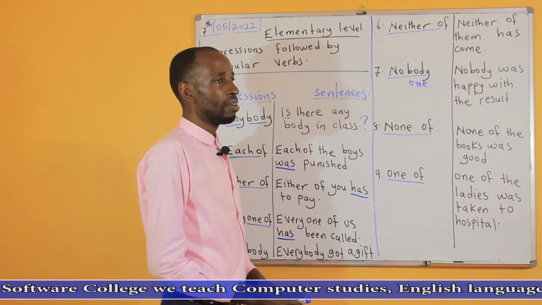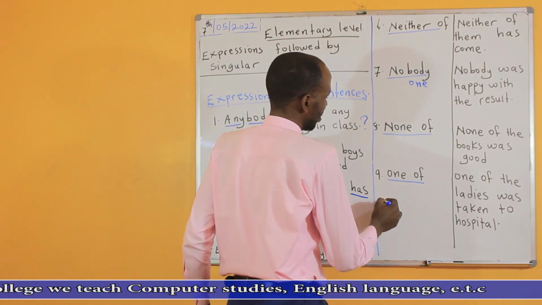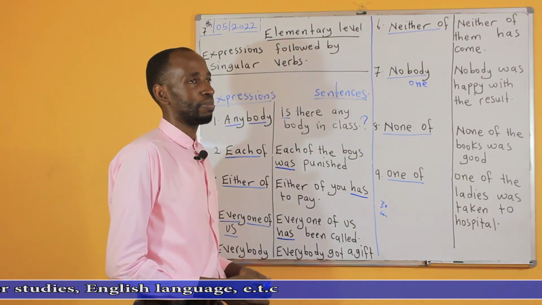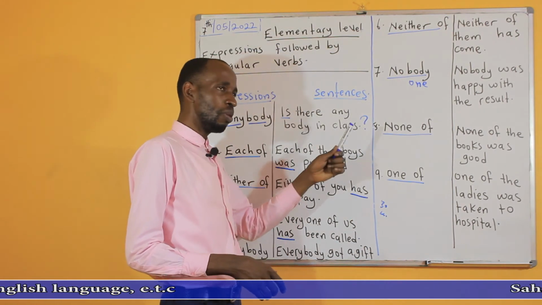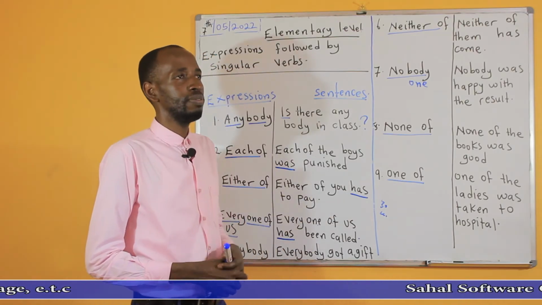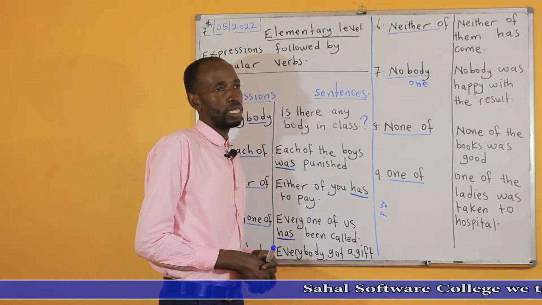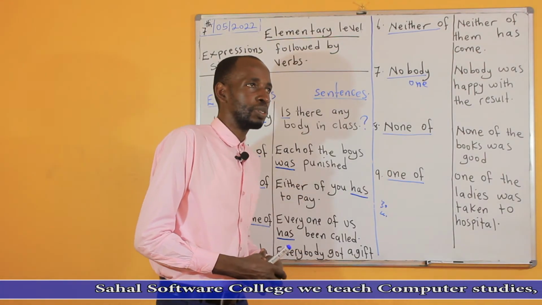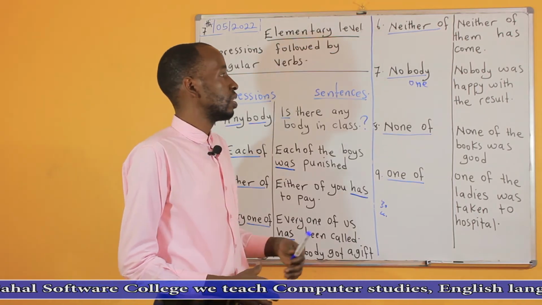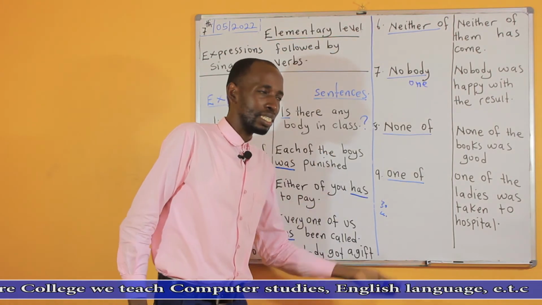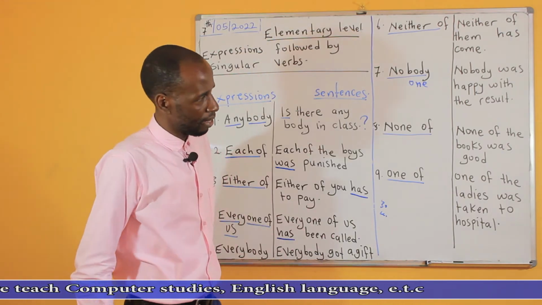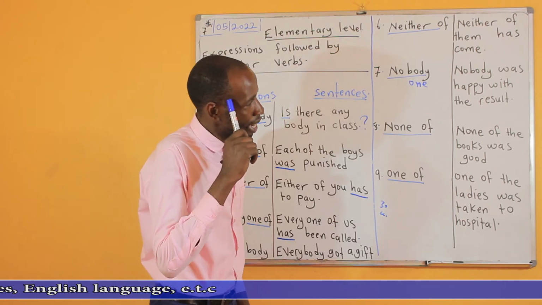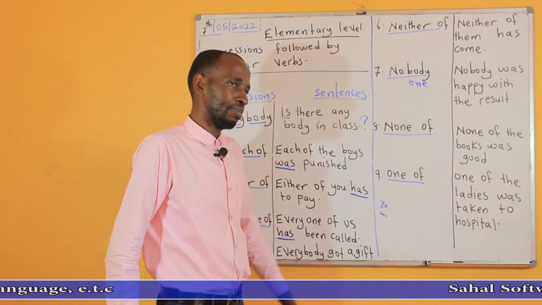So it means maybe their results were bad, maybe all of them had 30, 40. So nobody was happy. Nobody was given a gift. Nobody was surprised. Nobody was taken to the hospital. Nobody got an accident. Nobody was punished. So you can use it in another way, as you like. But if I say nobody, remember that you're talking about people.